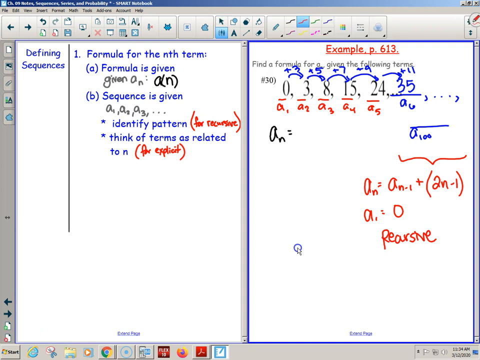Isn't it n squared minus 1? What's 1 squared minus 1? 0. What's 2 squared minus 1? 4. Minus 1 is 3. 9 minus 1, 16 minus 1, 25 minus 1, 36 minus 1, 49 minus 1.